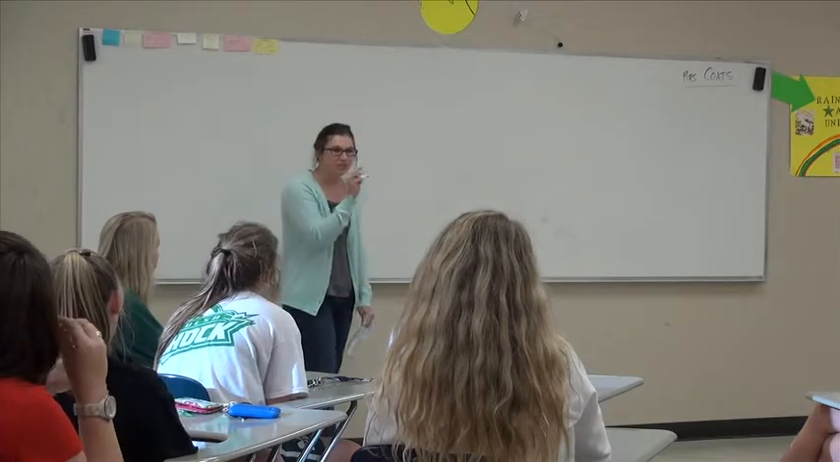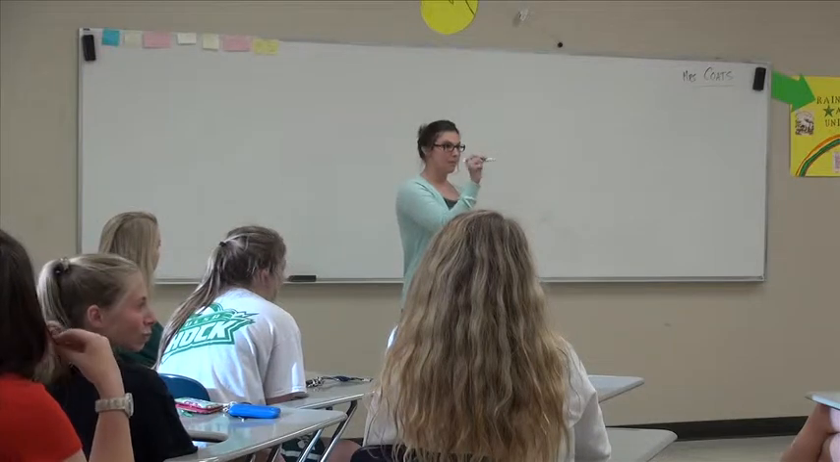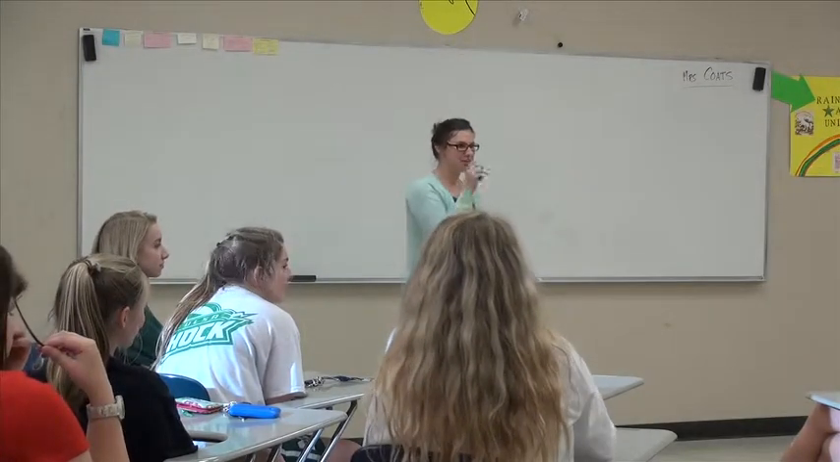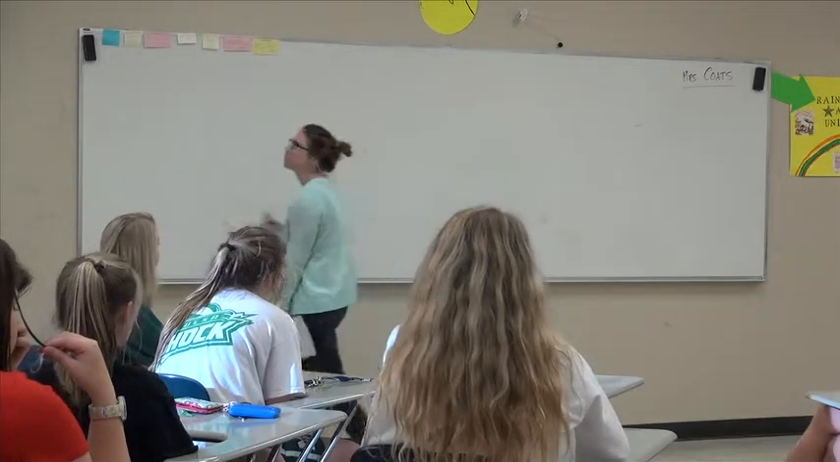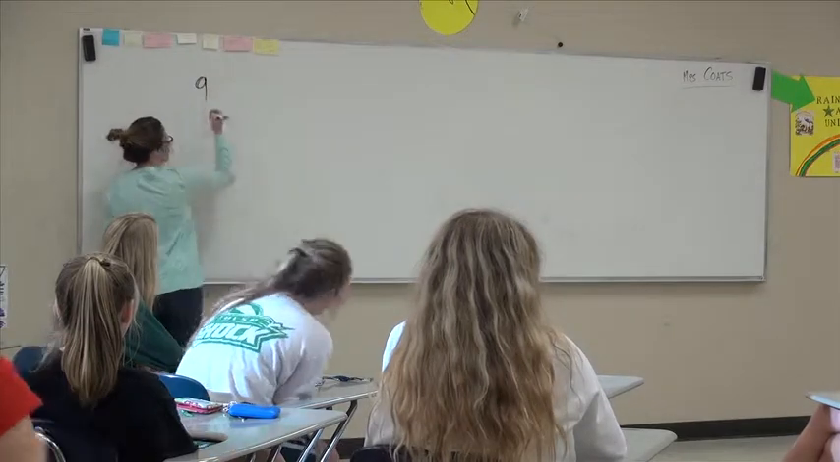Okay, think about the word square. What is a square? Shape. Okay, what makes a square? 4 sides. That are all equal. Okay, perfect. So, we have 9. We have the number 9.